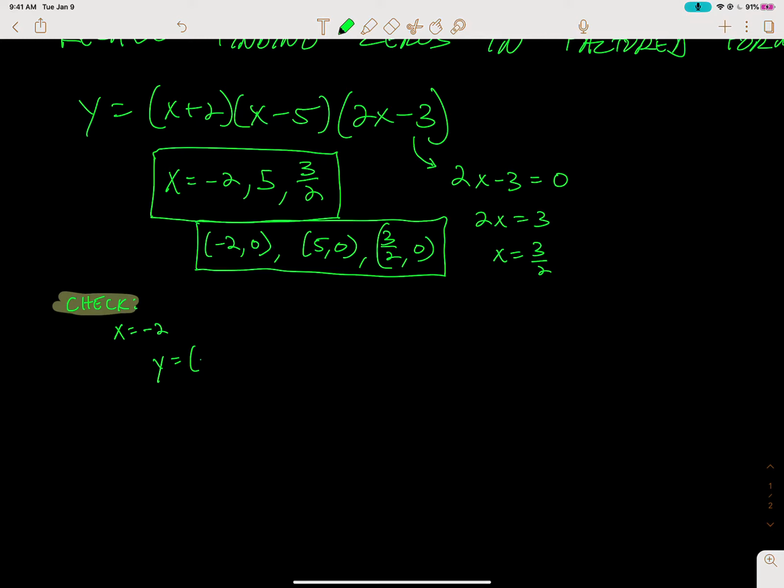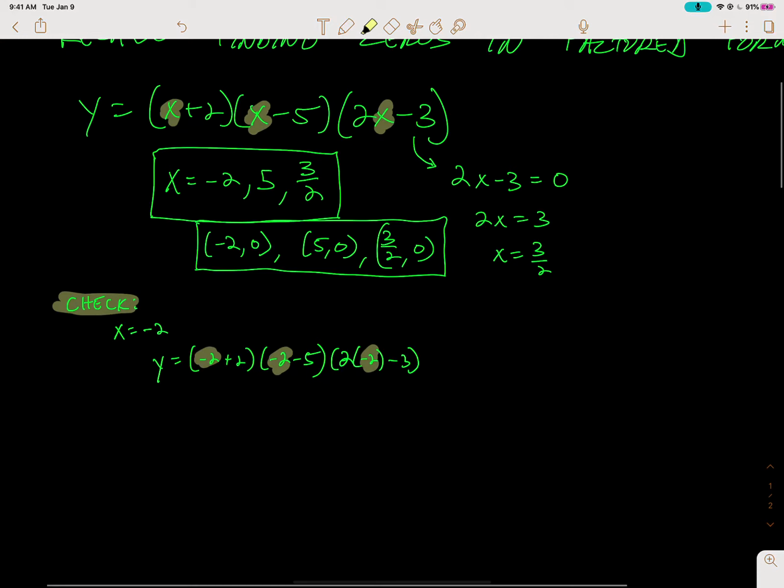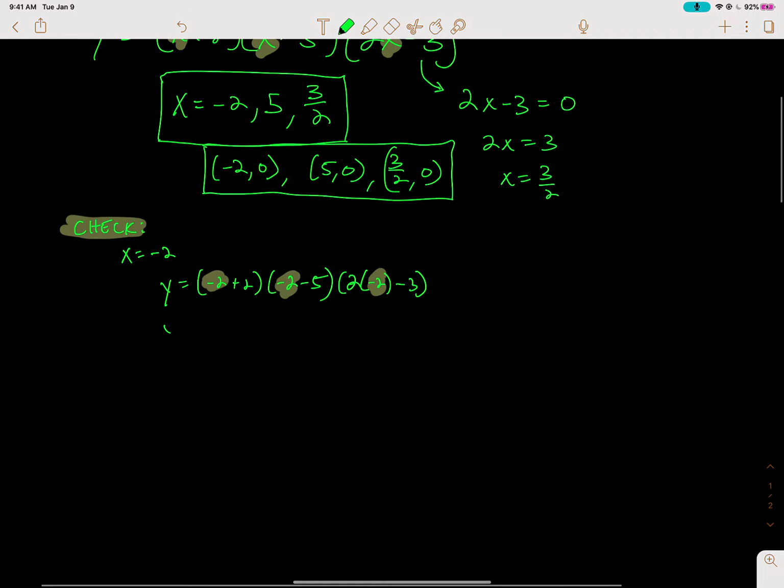So I get negative 2 plus 2, whoops, put a comma there, negative 2 plus 2 times negative 2 minus 5 times 2 times negative 2 minus 3. Notice that wherever x appeared, I put negative 2 in its place. If I simplify that, I get 0 times negative 7 times negative 7. That indeed equals 0. It checks out.